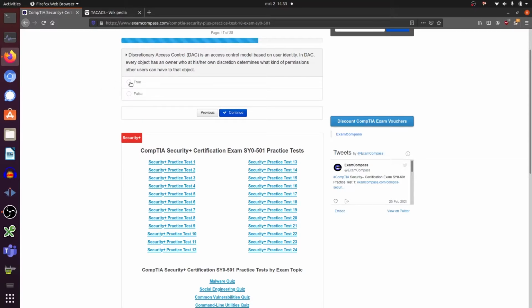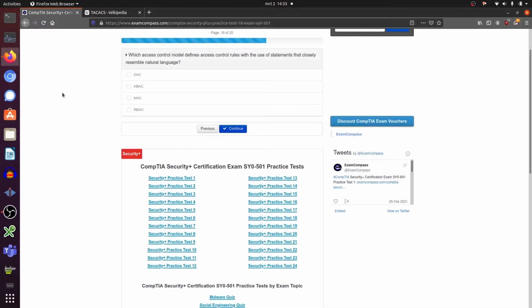I think it's correct. Not sure here, I'm sorry. Which access control model defines access control rules with the use of statements that closely resemble natural language? I just remember there has to be an R in it. RBAC.